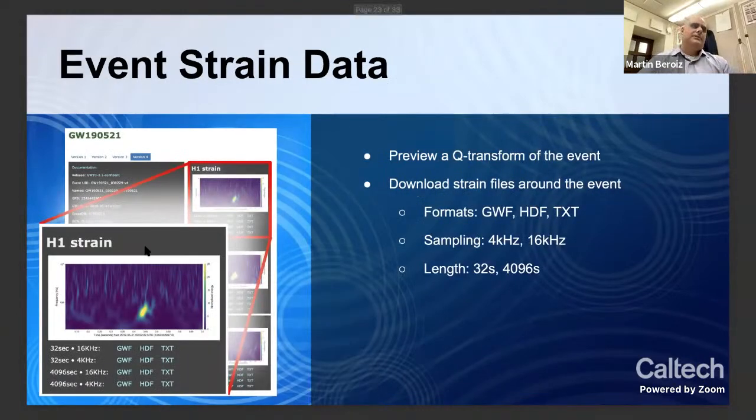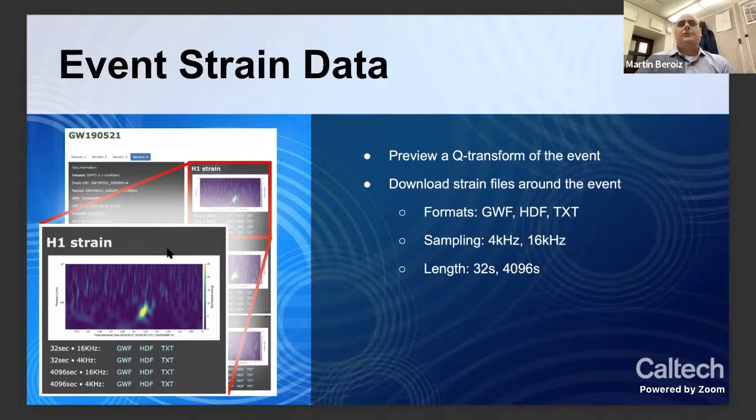And finally, you can also download the strain. This is not a bulk data strain, but it's just the strain around the event. And you can preview there with the Q-transform how it looks in frequency. Or download the strain files directly in different formats. You have gravitational wave frames or HDF5 or just simple ASCII plain text files.